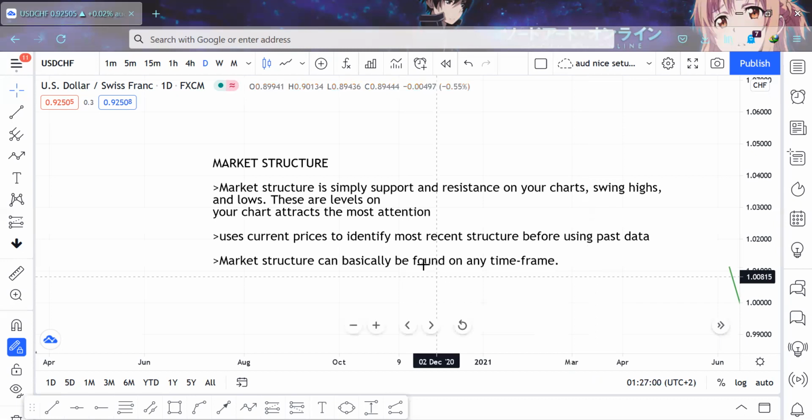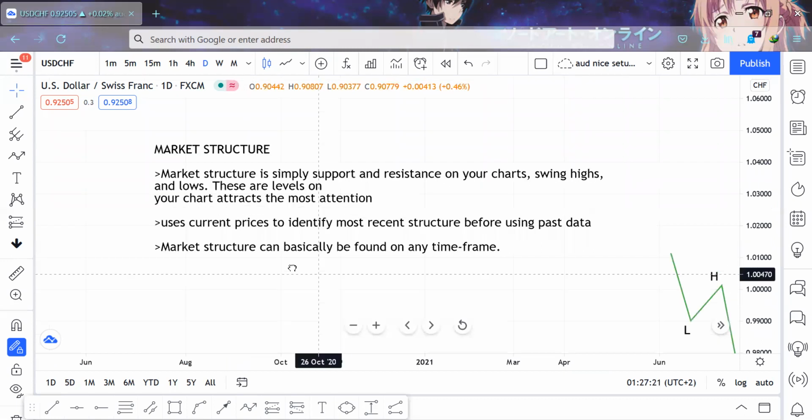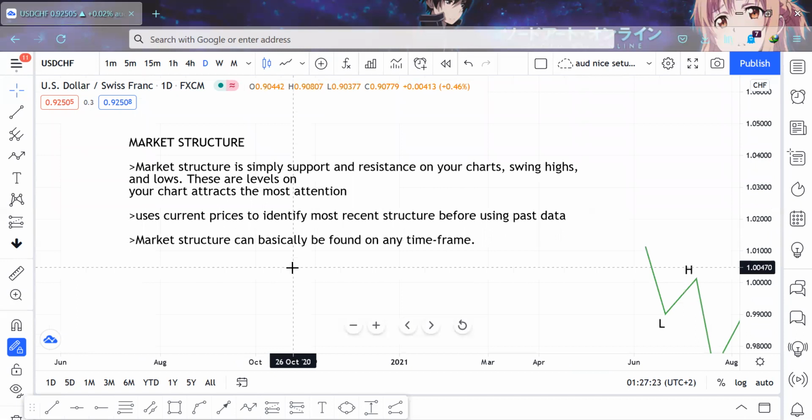So what is market structure? Market structure is simply support and resistance on your charts, right? Swing highs and swing lows. Now, if you don't understand support and resistance or swing highs and swing lows, we will get onto that probably in the next few videos or right in this video, right?